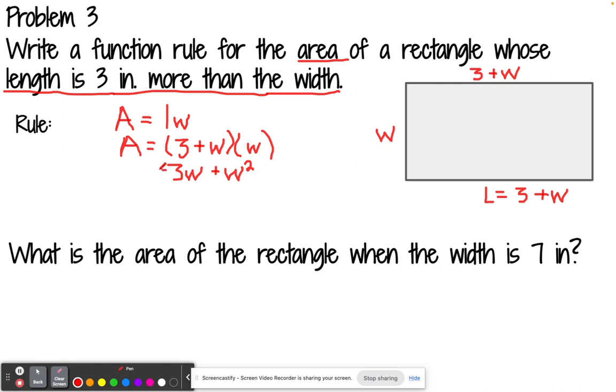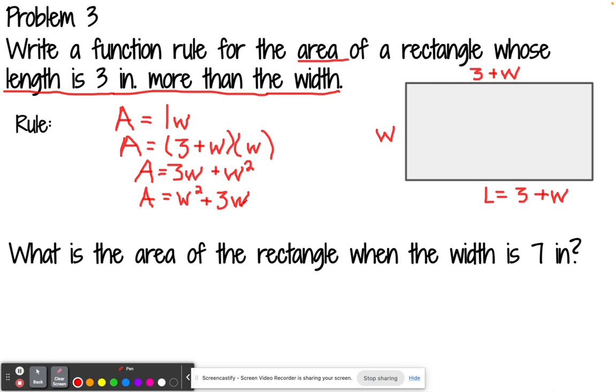Now you may recall from a little while ago that we talked about the order we normally write our equations in. I want to put that W to the second power first. I just prefer it that way. You'll still get the same answer. It would still be fine to have your 3W first, but usually we put the highest power first. Then we put the ones with variables in alphabetical order, and then we put our constants at the end, the ones without variables. So area equals W squared plus 3W.